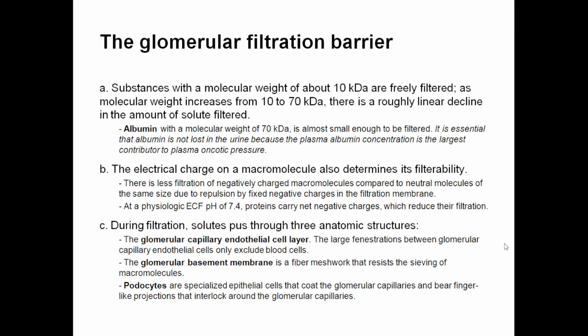So, as for the glomerular filtration barrier, substances with a molecular weight of about 10 kilodaltons are freely filtered. As molecular weight increases from 10 up to 70, there will be a roughly linear decline in the amount of solids filtered. And albumin, which has a molecular weight of around 70 kilodaltons, is almost small enough to be filtered. But as you already know, albumins are essential and they don't have to be lost in urine. We have to preserve them because the plasma albumin concentration is the largest contributor to the plasma oncotic pressure.